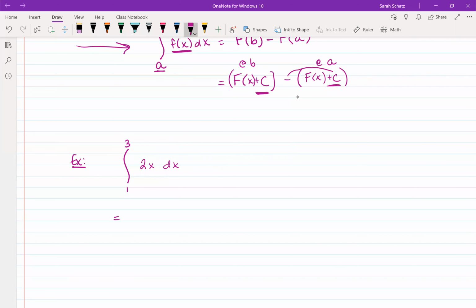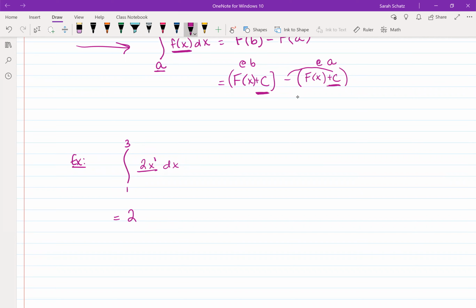So it starts out normal as if there were no bounds. You guys, I do integration. How do I do that? Well, this is 2x to the first, yes? What do I do with a coefficient when I integrate? Well, I just bring it down. So I bring down my 2.